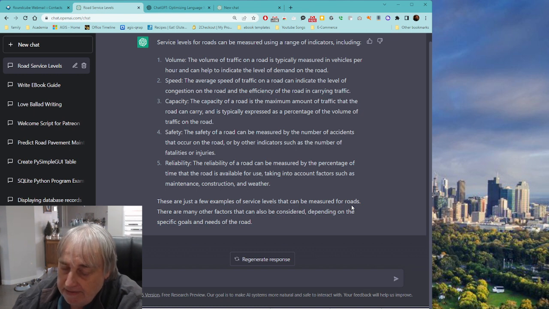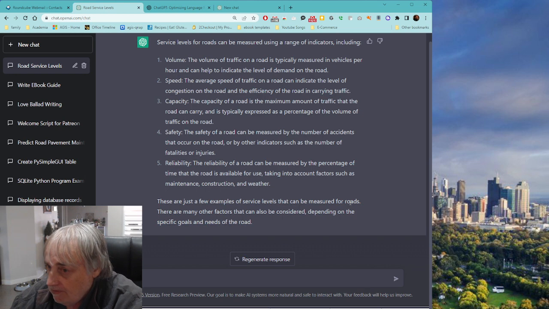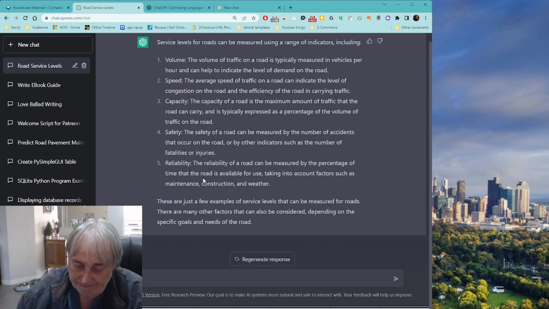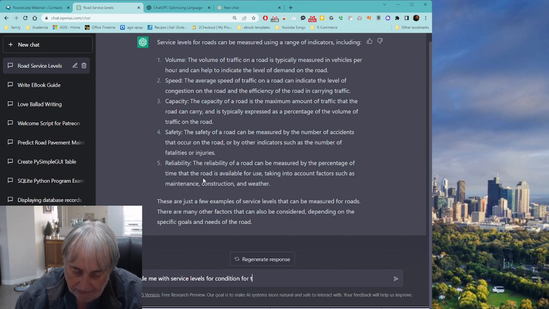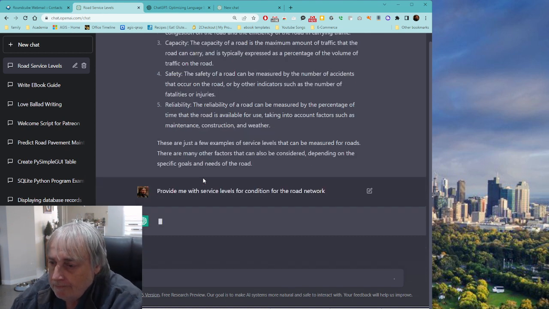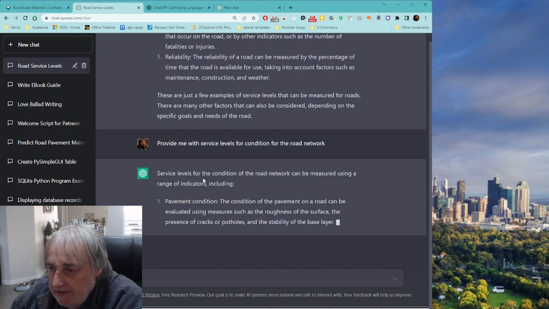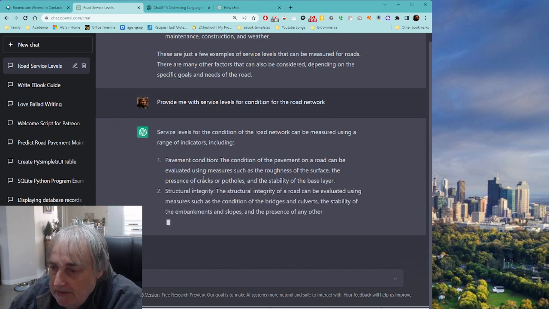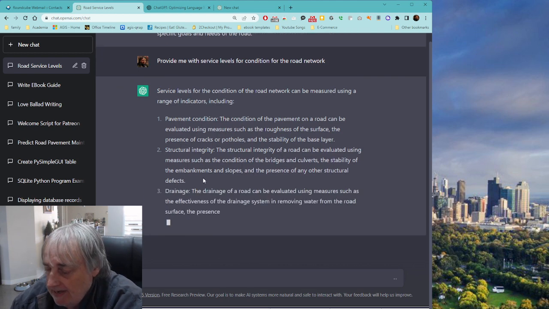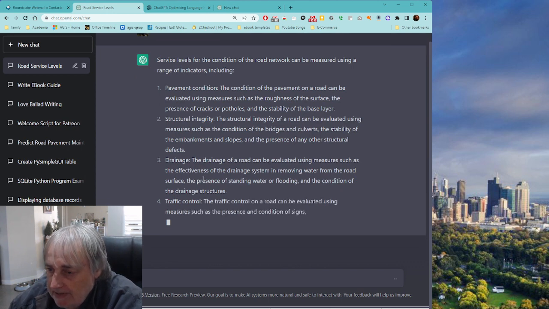Now, a lot of people get stuck with trying to identify or document service levels. Well, got it there. And from here, you can grow it. So if I said, provide me with service levels for condition for the road network. Away it goes. It goes and gets the relevant information. Now, it's not connected to the internet as such. The way they do it is they feed the information through, or if you think there's an answer that's wrong, you can feed that answer back into the system as well to improve its responses. And that's what the focus is.